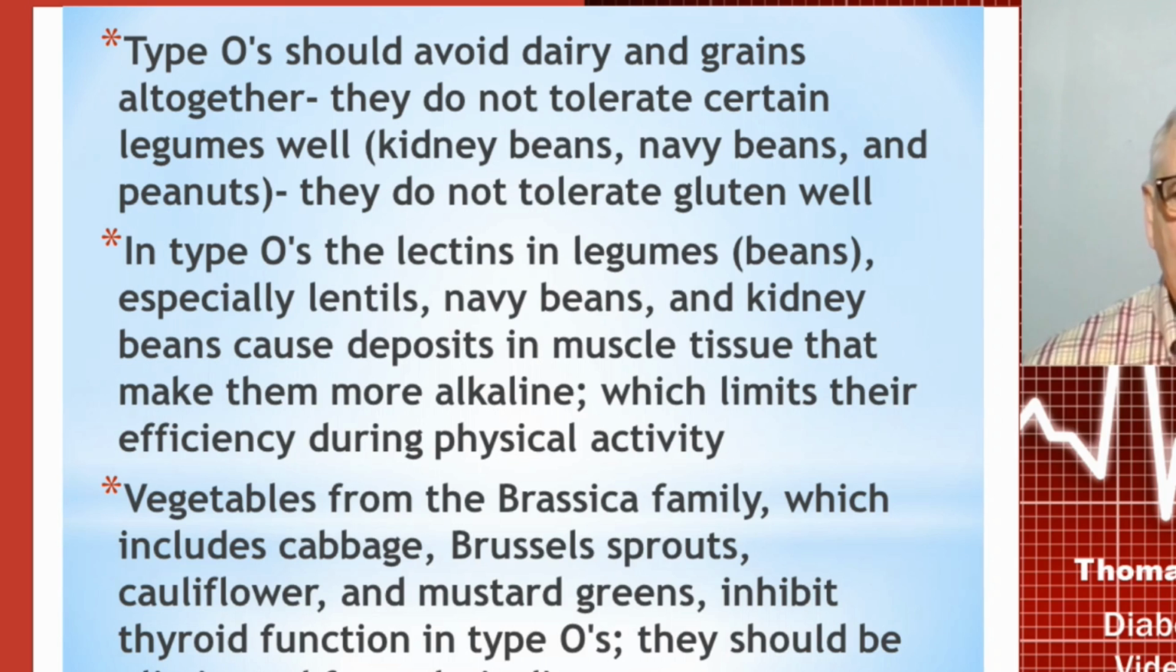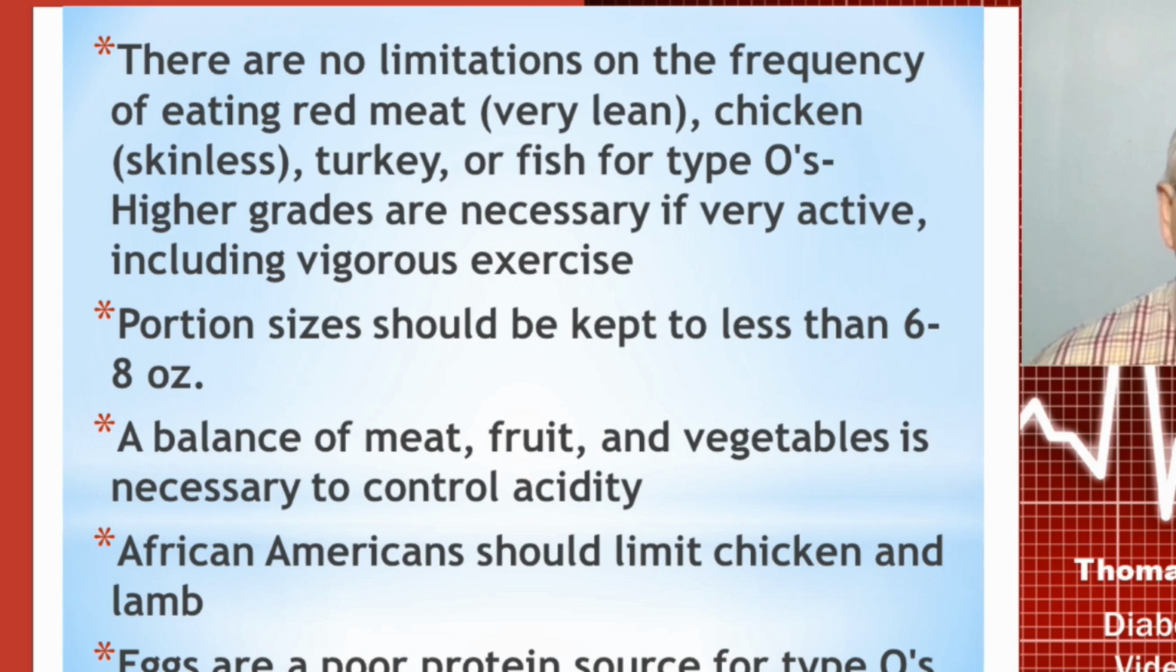So vegetables from the brassica family, which includes things like cabbage, Brussels sprouts, cauliflower, and mustard greens, will inhibit their thyroid function, and they should be eliminated totally from their diet. There are no limitations in the frequency of eating red meat, especially very lean red meat, chicken, especially if it's skinless, turkey, or fish for type O's.